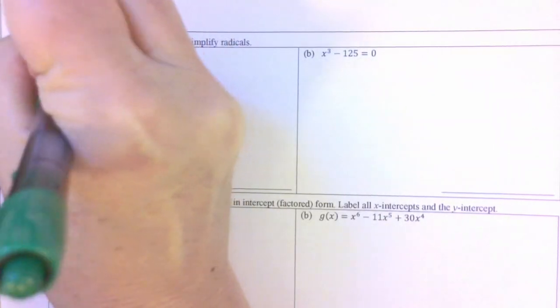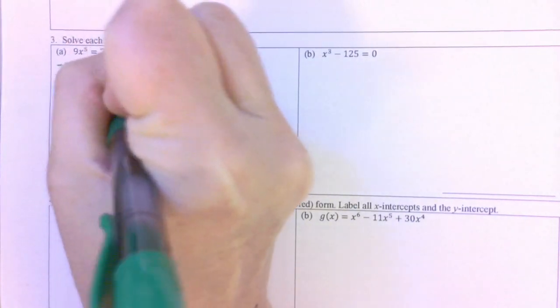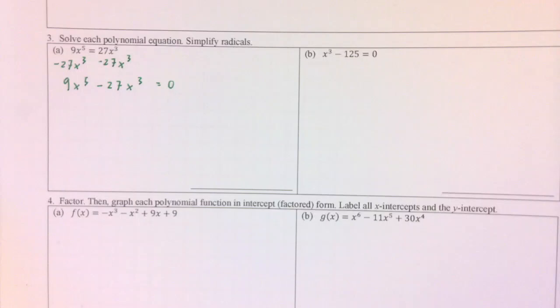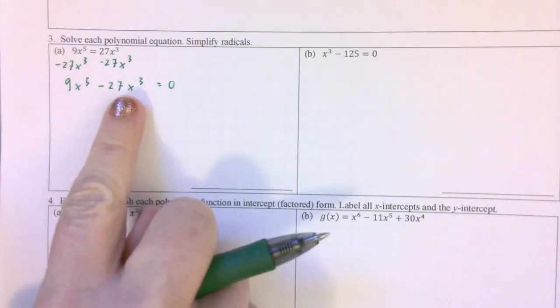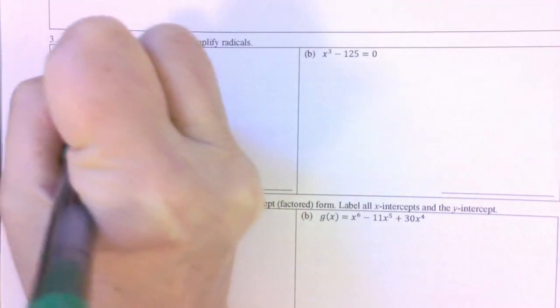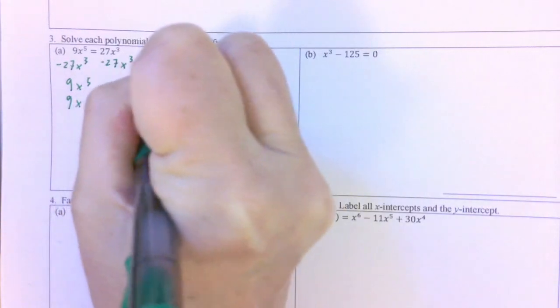Let's subtract that 27x to the 3rd. So I have 9x to the 5th minus 27x to the 3rd equals 0. Okay, now looking at it, I see that I have a GCF. They're both divisible by 9 and by x to the 3rd. So I'm going to divide that out, leaving behind an x to the 2nd minus 3.